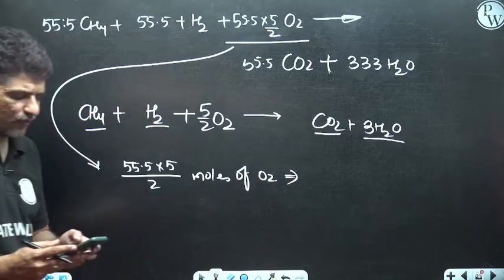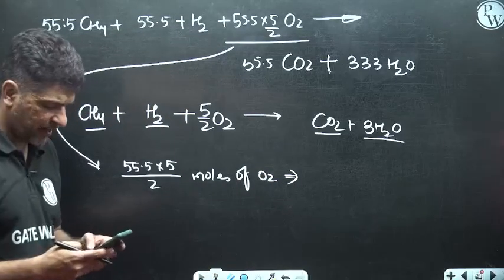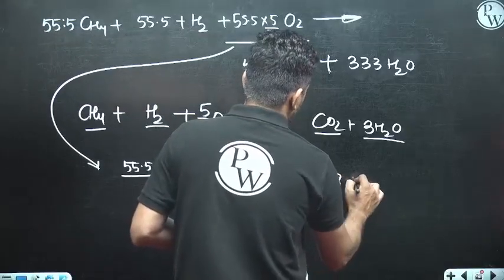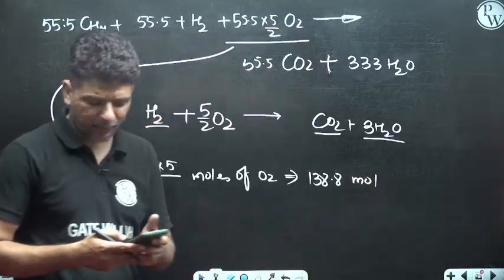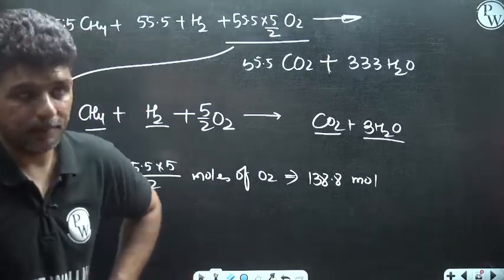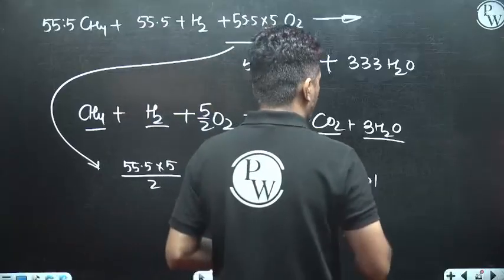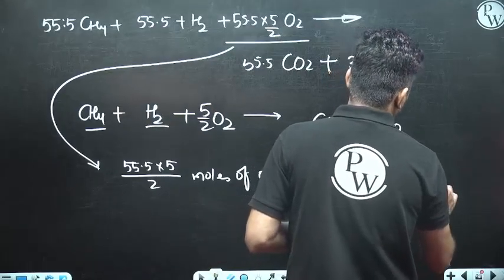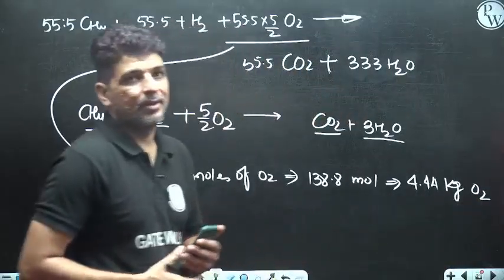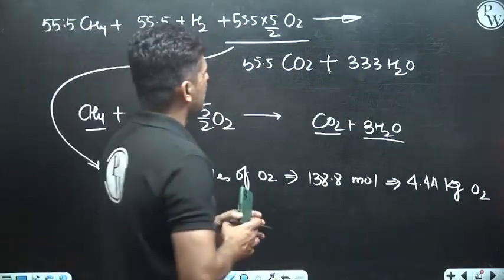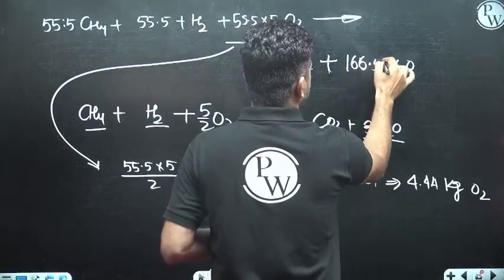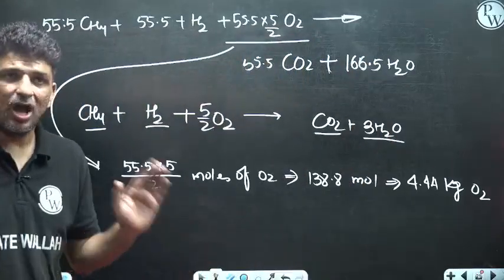Okay, so how many moles of O2 are there? So 55.5 multiplied by 5 divided by 2, that is 138.8 moles, and 138.8 when multiplied with the molecular mass of oxygen, that is 32 gram per mole, so that will be 4.444 kg. 4.444 kg oxygen. Is it clear? Yes or no? Is it clear to everyone? Understood how we did it?